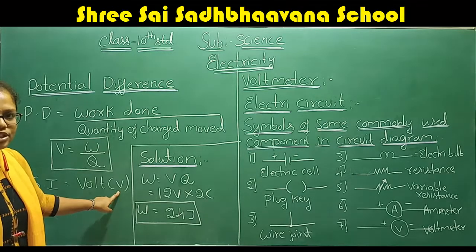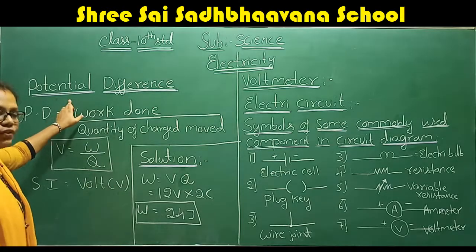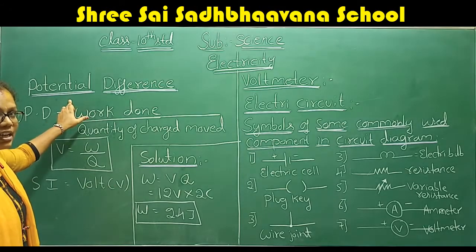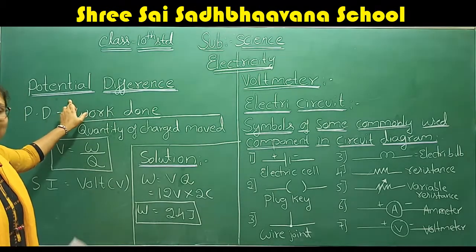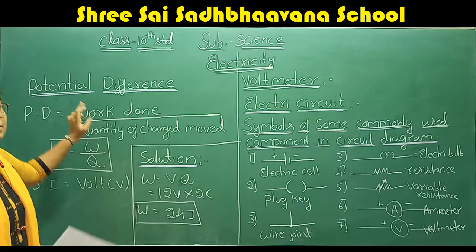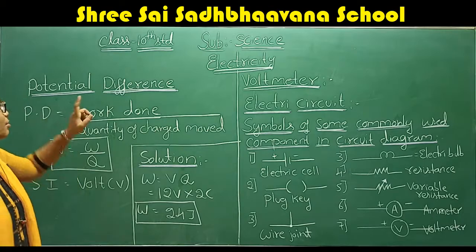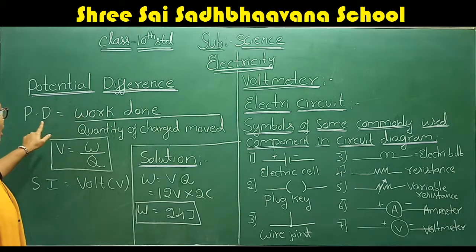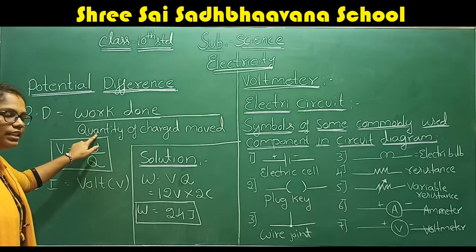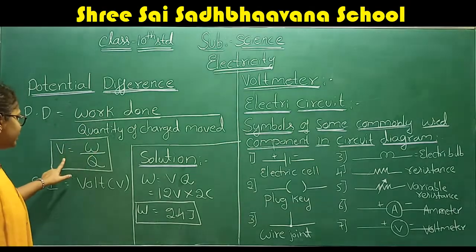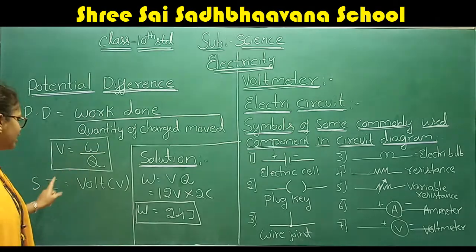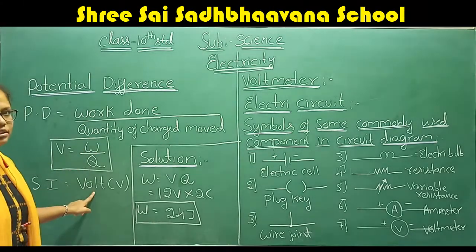Understood the concept of potential difference? It is defined as the amount of work done in moving a unit charge from one point to another point. The formula is PD equals work done by quantity of the charge, V equals W by Q, and the SI unit is volt.